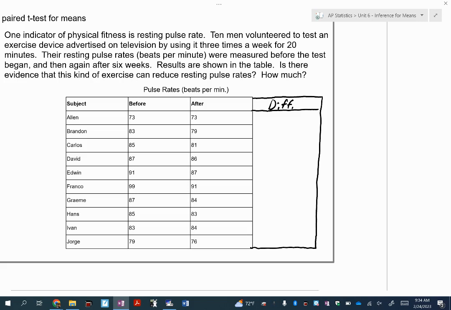What's 73 minus 73? 0. 83 minus 79? 4. 85 minus 81? Keep going. Then 8. Then 3 for Graham. Then 2. And then what about Ivan? Ooh, it went up. So what do I put? I've been putting positives on those though, Thomas. So it should be negative 1. Sick. And then 3. We're the best.